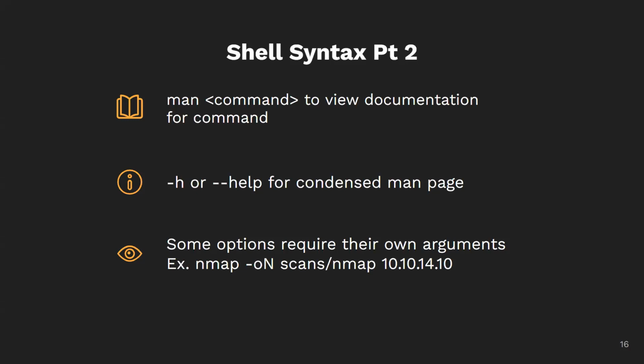So for a lot of non-native Linux tools, you'll do --help and it'll give you what options you can use together to get different results. Also, some options or flags require their own arguments. For example, here we have an nmap scan, which pretty much just scans a computer for all open ports. We have the -oN flag, and it's going into the scans directory in a file called nmap. What -oN is doing is outputting it in the normal format.